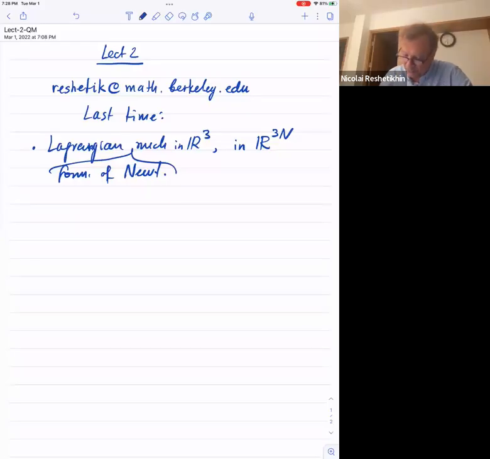Okay, great. So this is what we did last time. Lagrangian mechanics on R3 and on R3n. And so then I explained the idea of constrained motion.